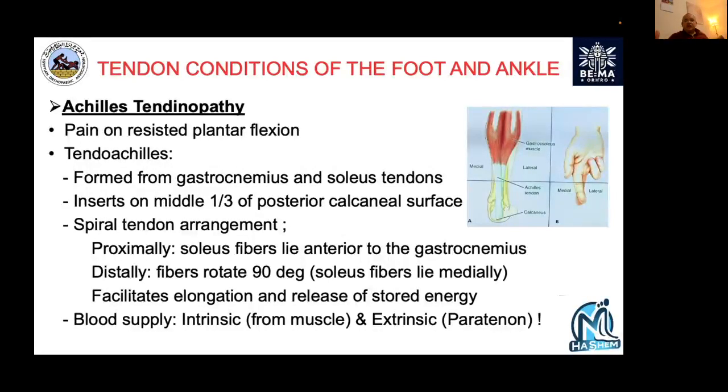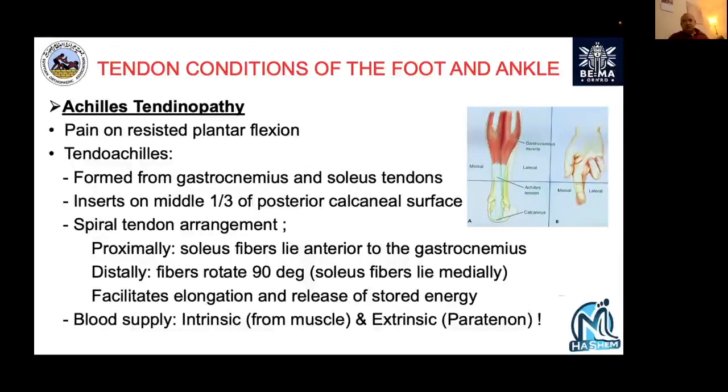moves anterior to the gastrocnemius, and when they become distal, they move 90 degrees, as you can see here. And the anterior, which is the soleus, becomes medial, and the posterior, which is the gastrocnemius, becomes lateral. So this area of the tendon rotates 90 degrees from anterior and posterior to medial and lateral. So normally the soleus is anterior to the gastrocnemius in the proximal leg. When you come to the insertion, because of this 90 degree turn, the soleus becomes medial and the gastrocnemius becomes lateral.